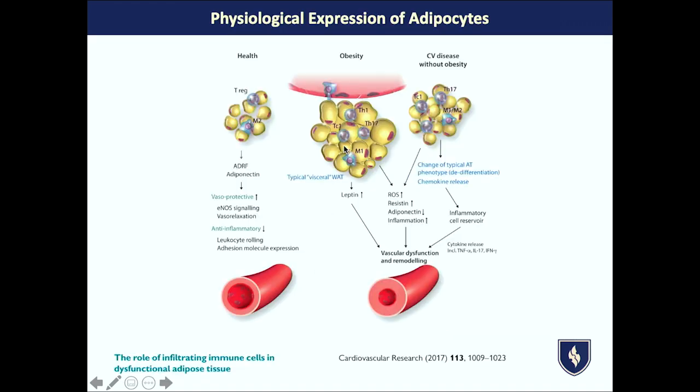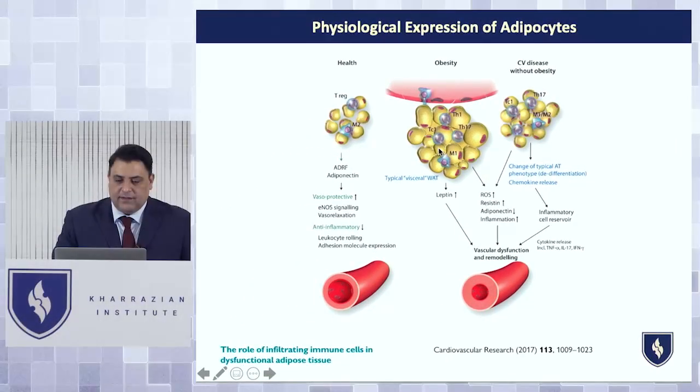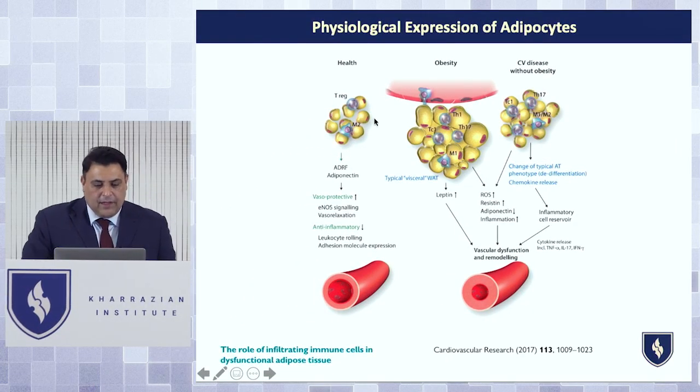So here you can see different expressions of fat cells. Here we see healthy fat cells with healthy immune function. The fat cells are having Treg activity. These are modulating immune function regulators, anti-inflammatory macrophage activity, and adiponectin, which is very, very protective, vasoprotective, and anti-inflammatory, and impacts the blood vessels. Everything's healthy. Everything's nice.